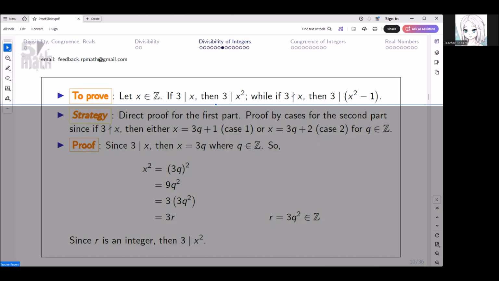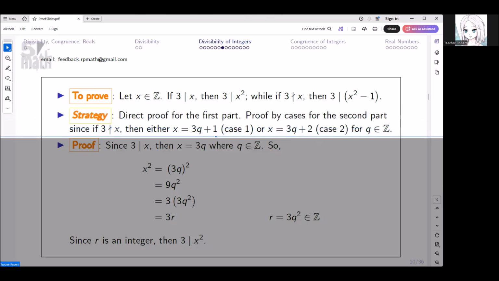To prove that for x an element of the integers, if 3 divides x, then 3 divides x squared, while if 3 does not divide x, then 3 divides x squared minus 1. Strategy. Direct proof for the first part, proof by cases for the second part, since if 3 does not divide x, then either x equals 3q plus 1, case 1, or x equals 3q plus 2, case 2, for q an element of the integers.